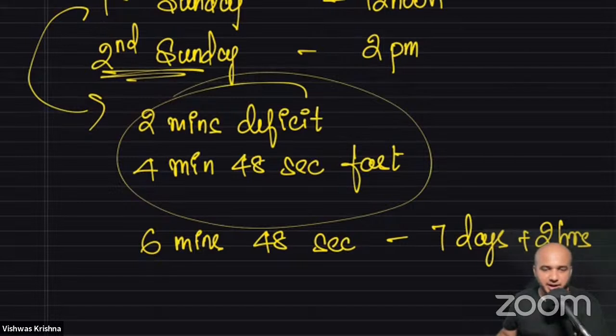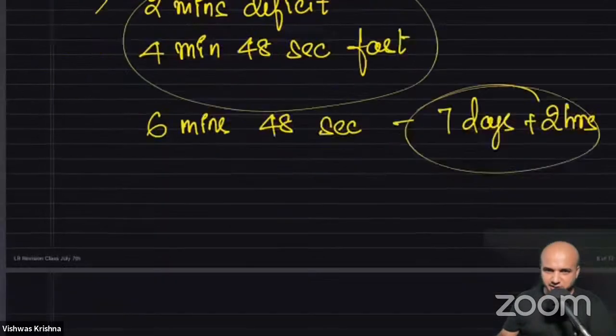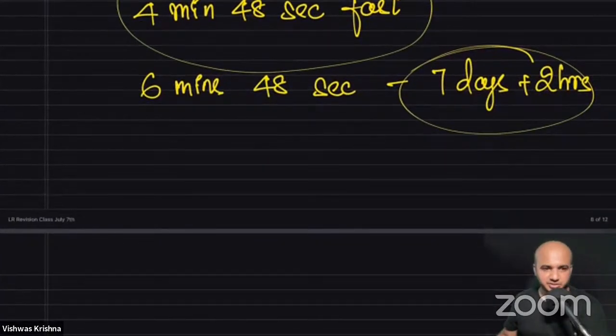Now let's get back to the problem on hand. What we have to do is convert these 7 days and 2 hours completely into hours. How do we convert this? Can someone tell me how to convert 7 days, 2 hours into hours? Right now it is in days and hours.